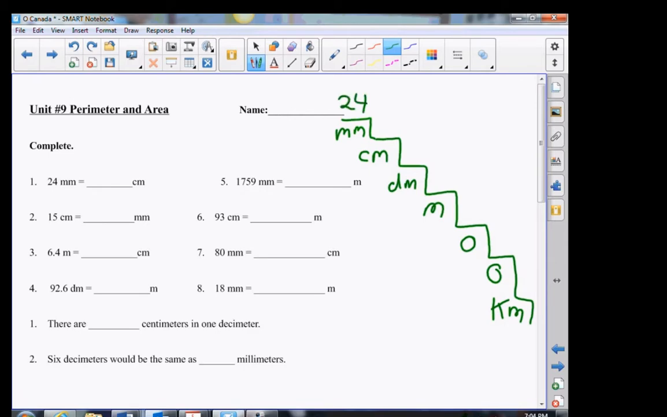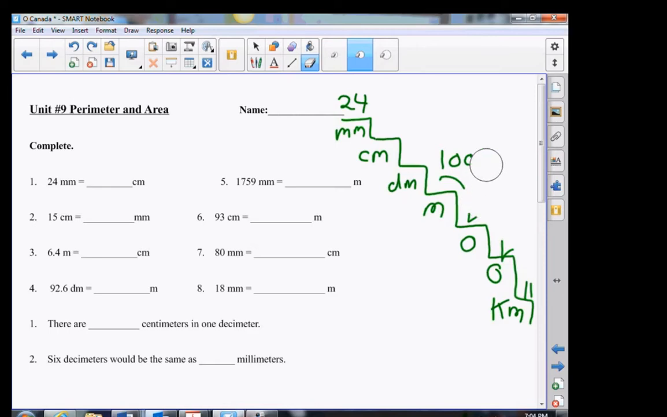The rule that we go by is if you go down the stairs, the unit gets larger and the number gets smaller. If you go up the stairs, the number gets larger, but the unit gets smaller. So 24 millimeters, the unit gets larger, but the number gets smaller. It becomes 2.4 centimeters. Sorry, this was me just showing that 1,000 meters is 1 kilometer.